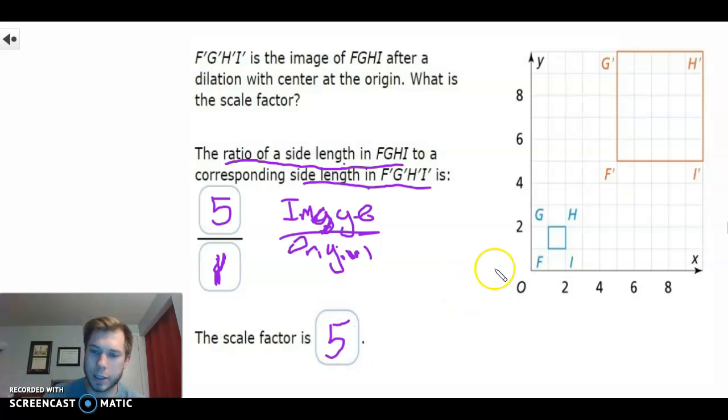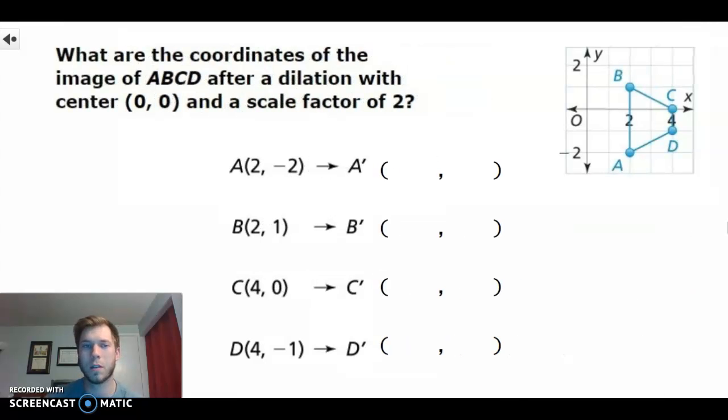So if you were to look at this, all of the ordered pairs of FGHI, as well as the side lengths, are all multiplied by 5 to get what the new image is going to be. So it's a little bit of a different transformation than we've talked about already before, because we're changing all the side lengths now instead of just changing the position of the image.